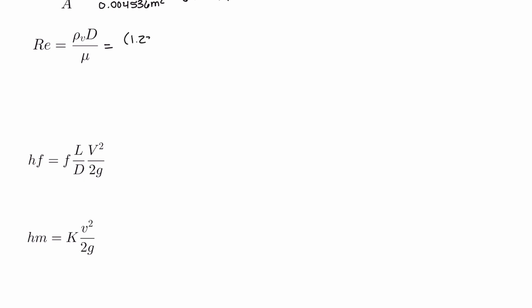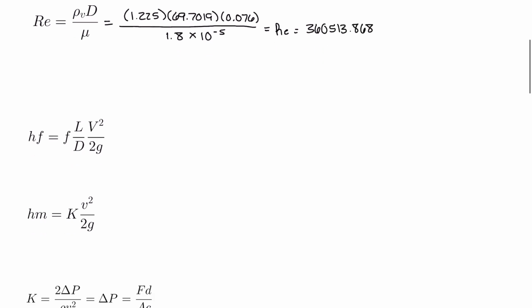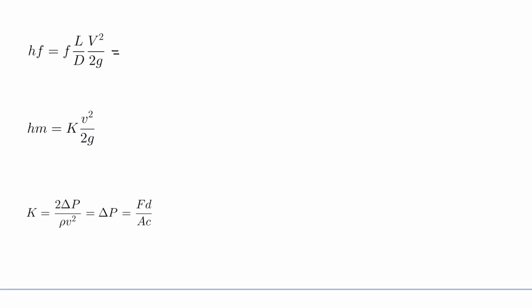Then we're going to calculate the Reynolds number. We're going to use the density times the velocity times the diameter all over the viscosity. The density and the viscosity, again, are the constants at the average room temperature. This is going to give us a resulting Reynolds number of 360,513.838.